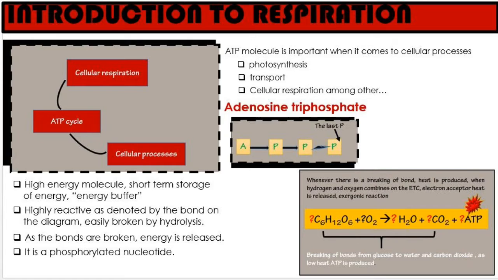And basically what we have there is the equation for respiration, and seeking to understand what is going on. Breaking of the bonds from glucose to water and carbon dioxide as low heat ATP is produced. So, like alluded to earlier on, whenever there is a breaking of a bond, heat is produced. When hydrogen and oxygen combine on the ETC, electron acceptor, heat is released. It is an exergonic reaction.